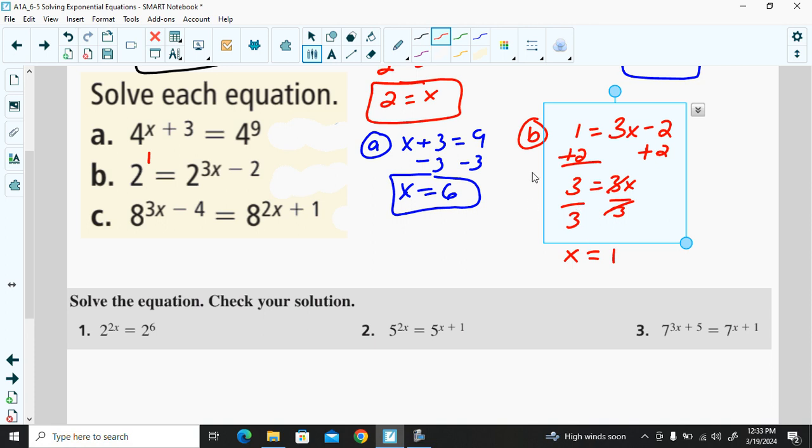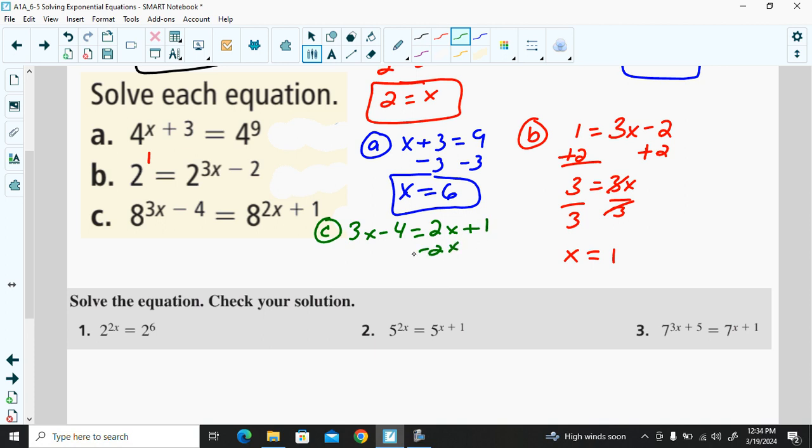We check that answer. 3 times 1 is 3, minus 2 is 1. So that works. Problem C, we'll do that here. Problem C: 3x minus 4 equals 2x plus 1. Subtract 2x, subtract 2x. X minus 4 equals 1. Add 4, add 4. We wind up with x is going to be equal to 5.